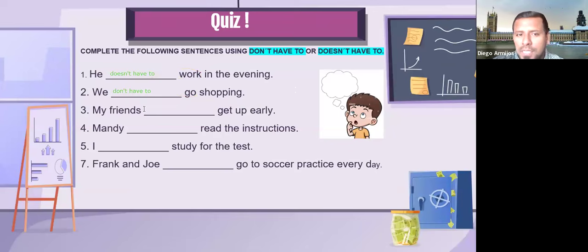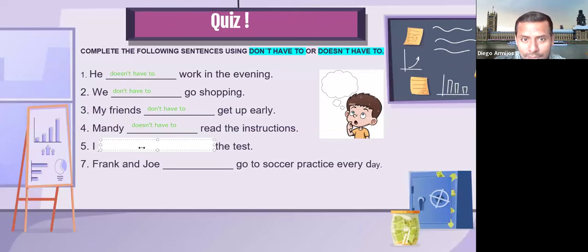My friends, singular or plural? What do you think? My friends, singular or plural? This is plural, and that is why we have to use don't have to. Okay. Very good. Mandy, singular or plural? It's only one person. It's, of course, singular. That is why we have to use doesn't. Doesn't have to, all right? I doesn't have or I don't have? Of course, I works with don't have to, all right?